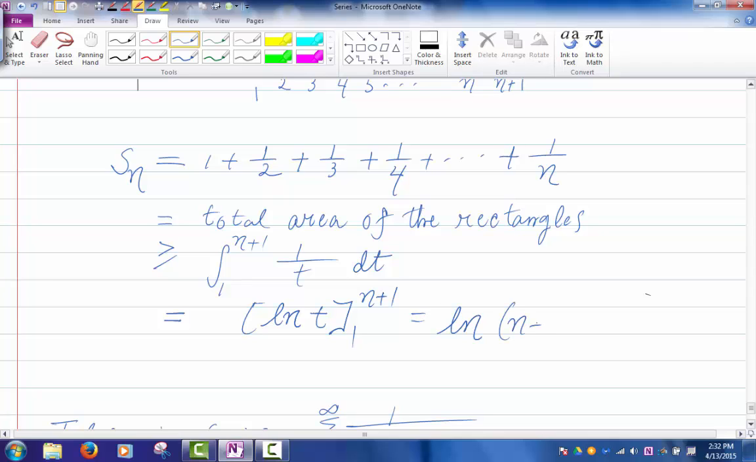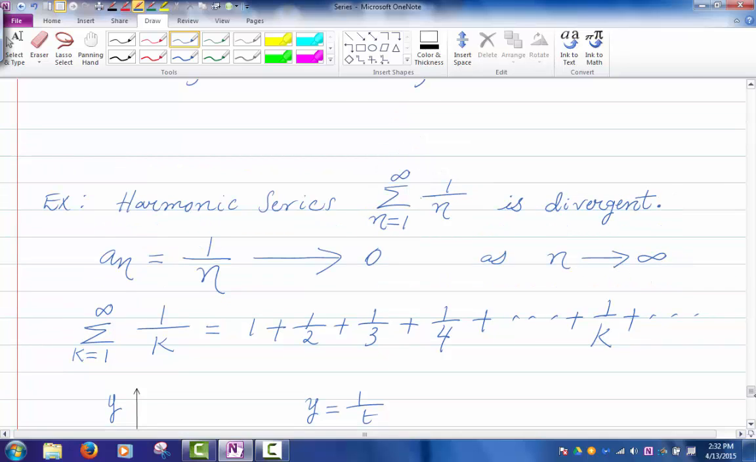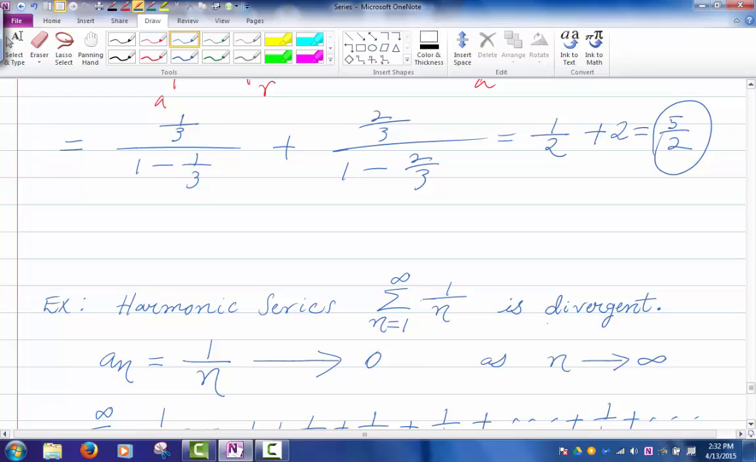What is that equal to? ln of n plus 1 minus ln of 1. What is ln of 1? So what is Sn? ln of n plus 1. What's the limit of ln of n plus 1 as n goes to infinity? Infinity. And therefore the sequence of partial sums is diverging to infinity, so the series is divergent, right?